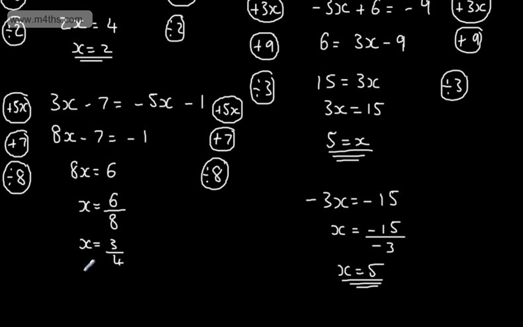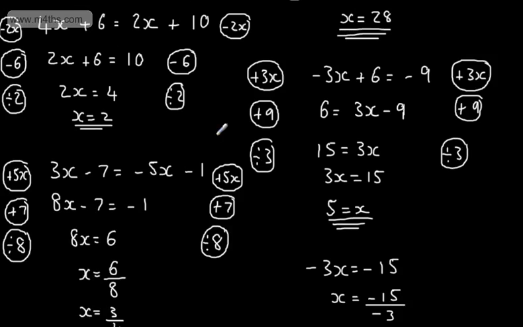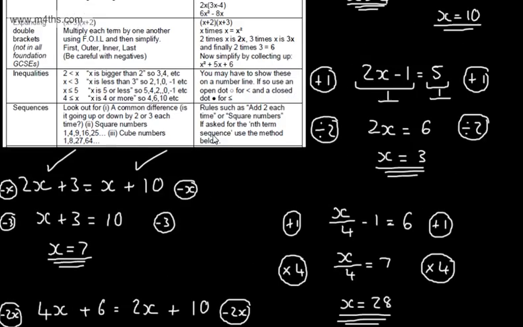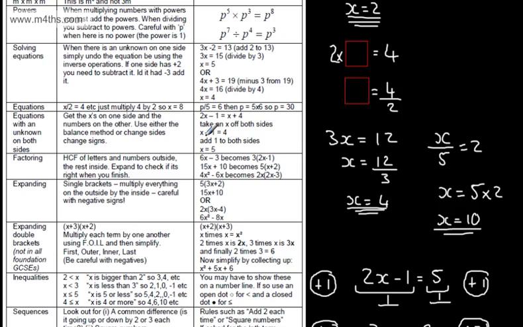So don't worry now that your answer isn't an integer. It's simply a case now that some equations won't give you that. If you want to check in your calculator, 3 lots of 3/4 minus 7 will be equal to minus 5 lots of 3/4 minus 1. Just be confident, and this is why I like the step-by-step approach rather than trying to work things backwards.